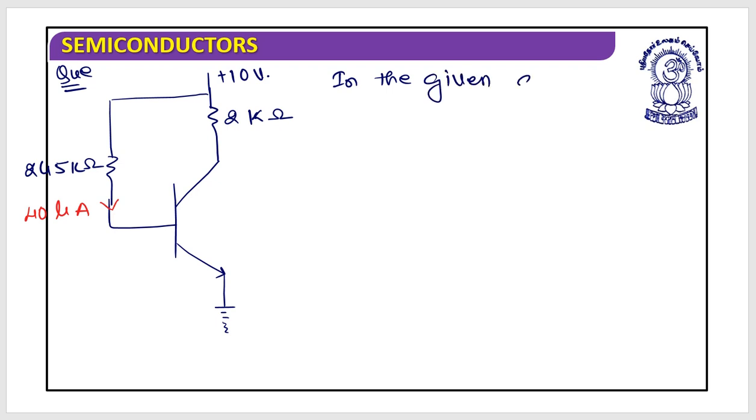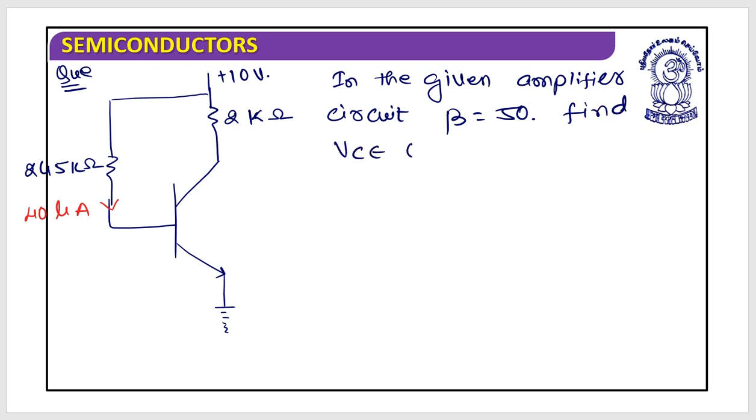Yes, the question says in the given amplifier circuit, beta is equals to 50. Find VCE of transistor. So how will we do this?